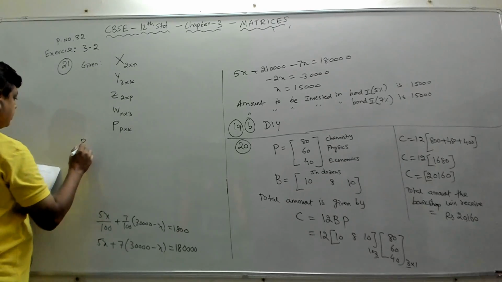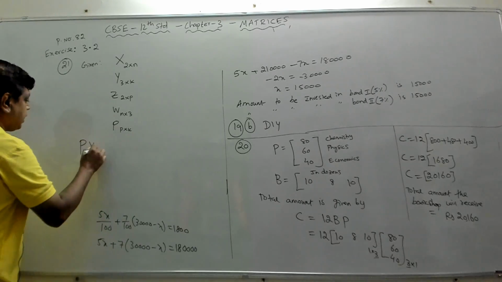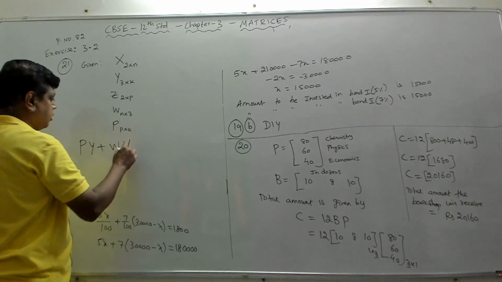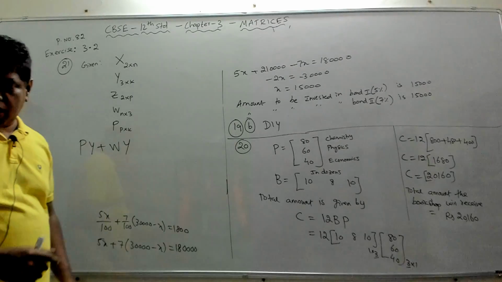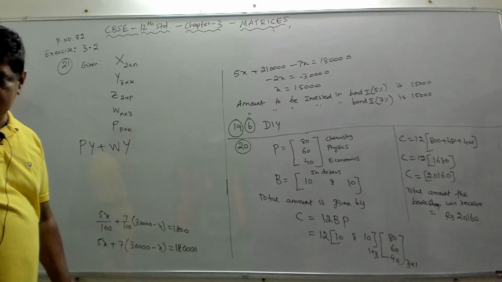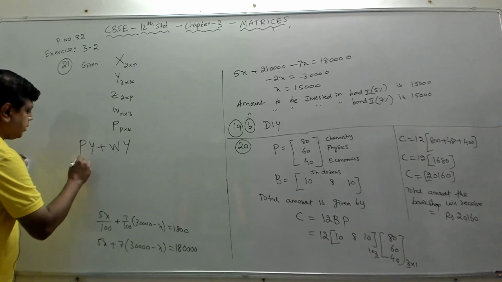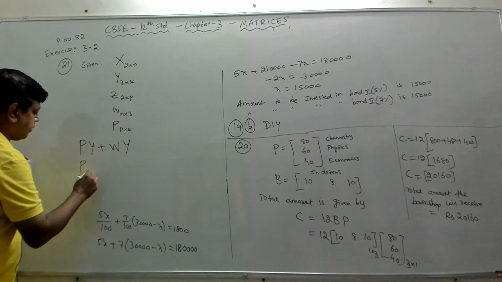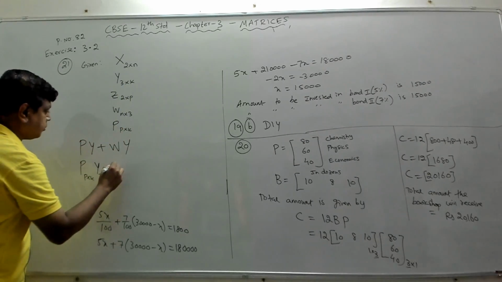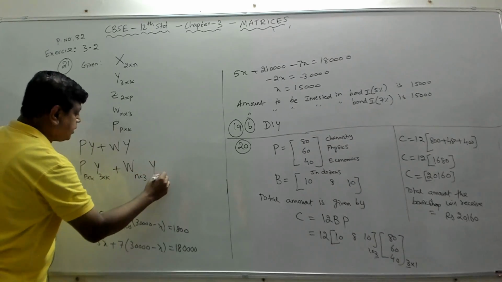If I want to calculate PY plus WY, what should be the restrictions on small n, small k and small p so that this is defined? Which means, what is the order of P? P's order is p cross k, and Y's order is 3 cross k, plus W's order is n cross 3, and Y's order is 3 cross k.